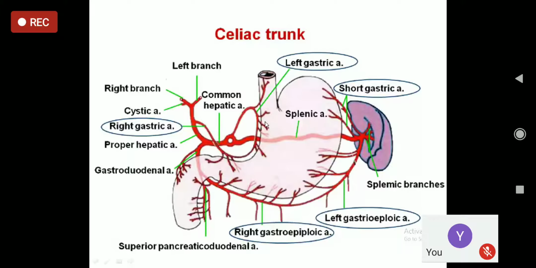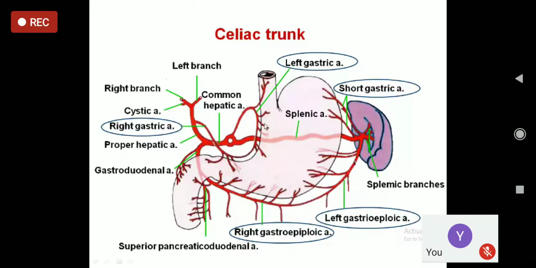The right upper part of the stomach is supplied by the left gastric artery, which is a direct branch of the celiac trunk. The celiac trunk has three branches: the common hepatic artery, the left gastric artery, and the splenic artery. So the upper part of the stomach is supplied by the left gastric artery, while the right lower part of the stomach along the lower part of the lesser curvature is supplied by the right gastric artery.